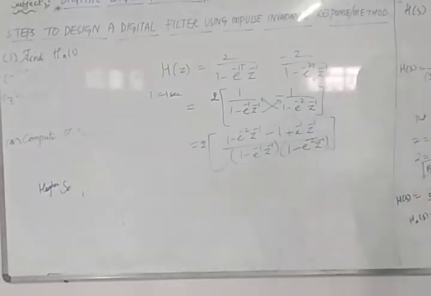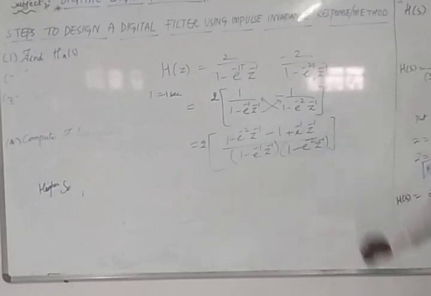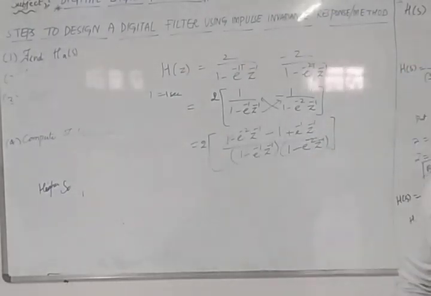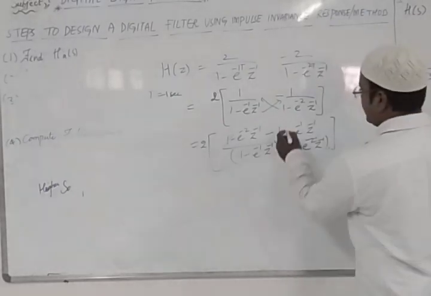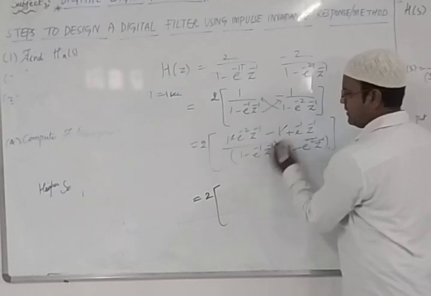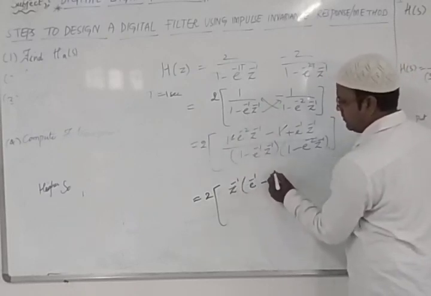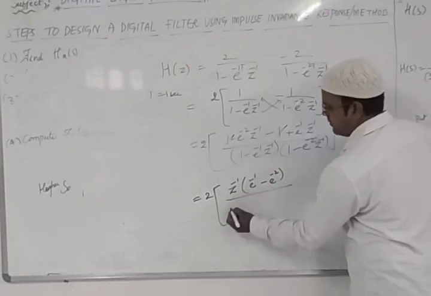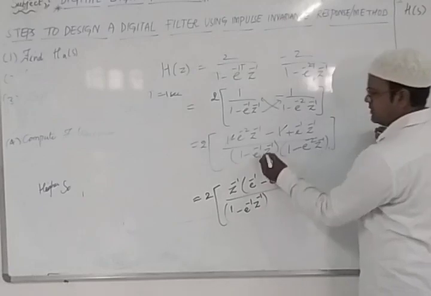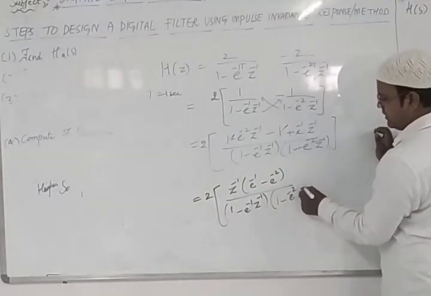So we got this factor. I can cancel this one and this one. I can take z power minus 1 common. So what will I get? This one and this one I have cancelled, so I wrote 2 as it is. Z power minus 1 taken common, here I'll get e power minus 1 minus e power minus 2. The denominator is 1 minus e power minus 1 z power minus 1, and in this denominator, 1 minus e power minus 2 z power minus 1.